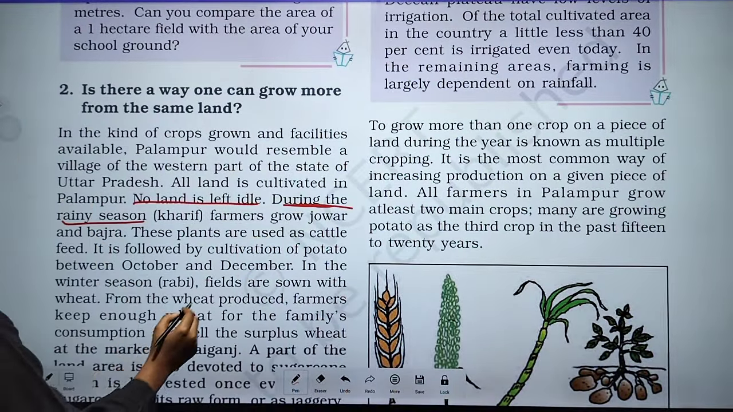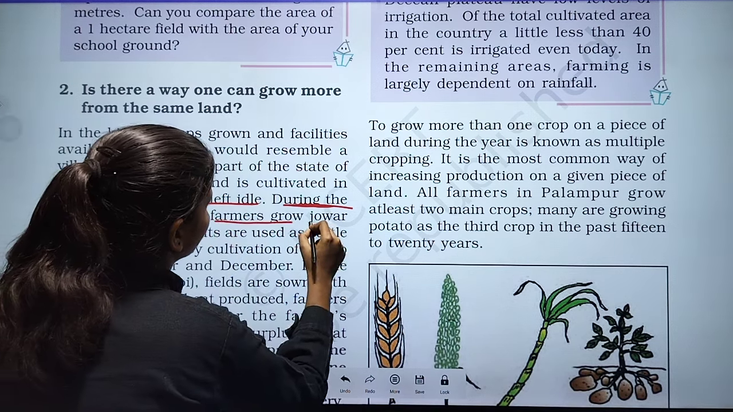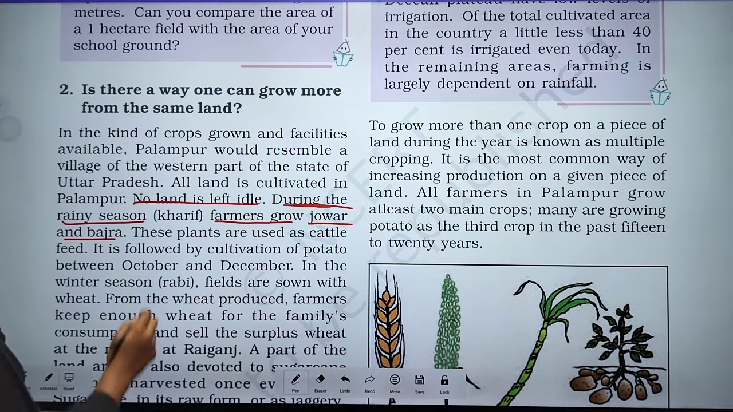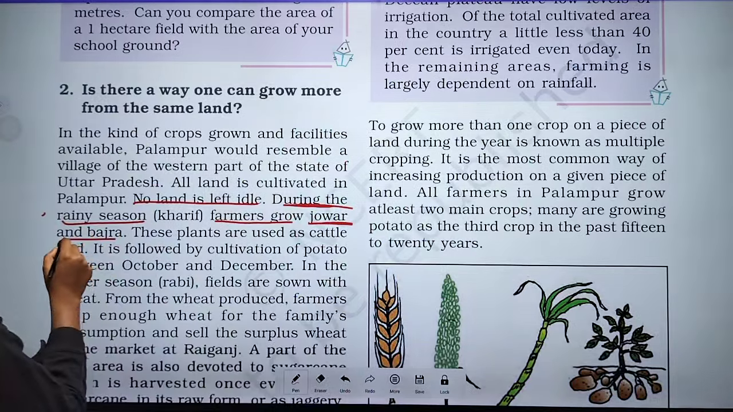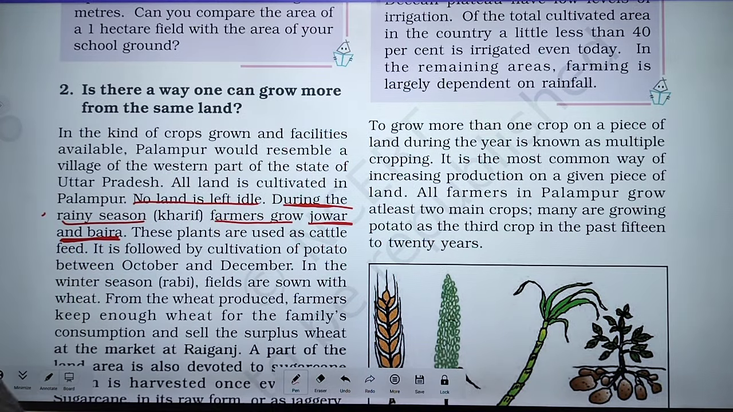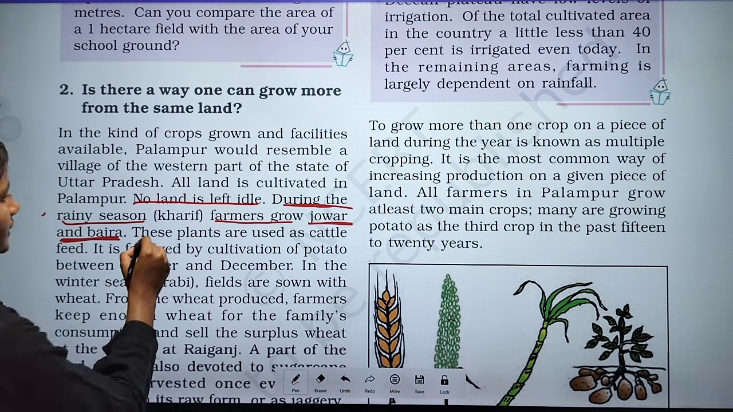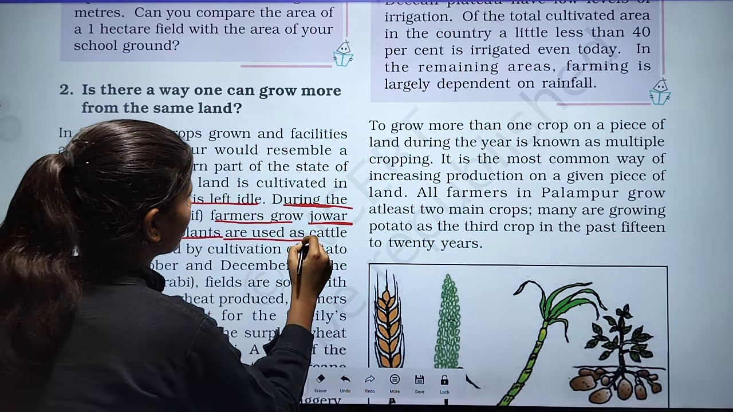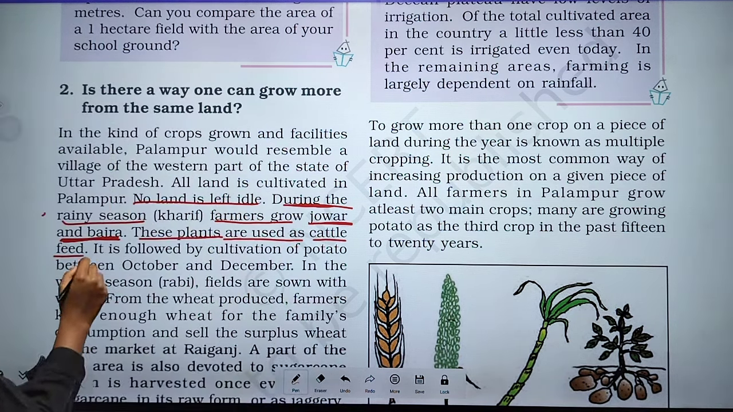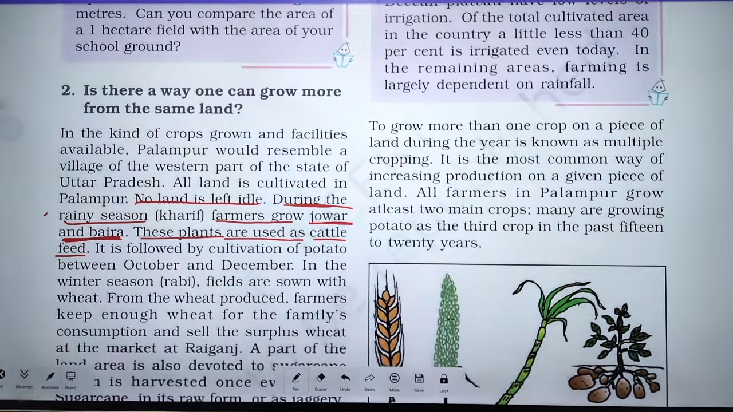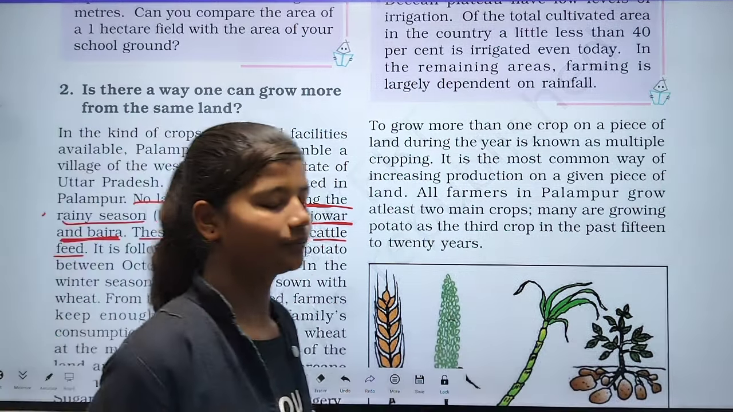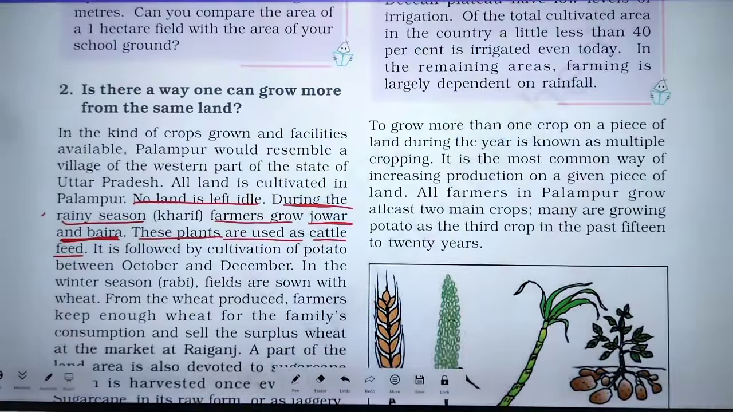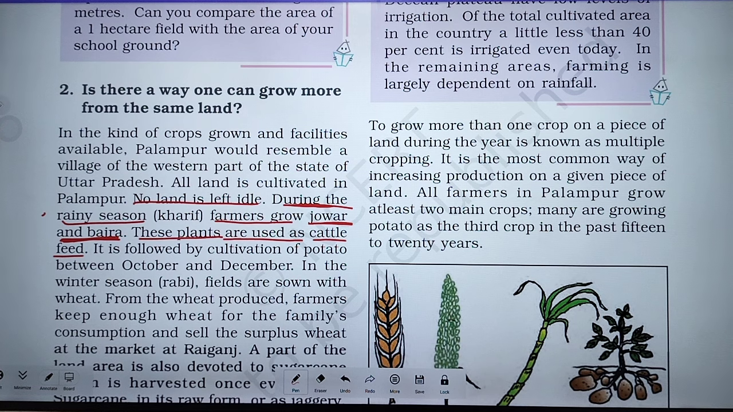During the rainy season, farmers grow jowar and bajra. These plants are used as cattle feed.